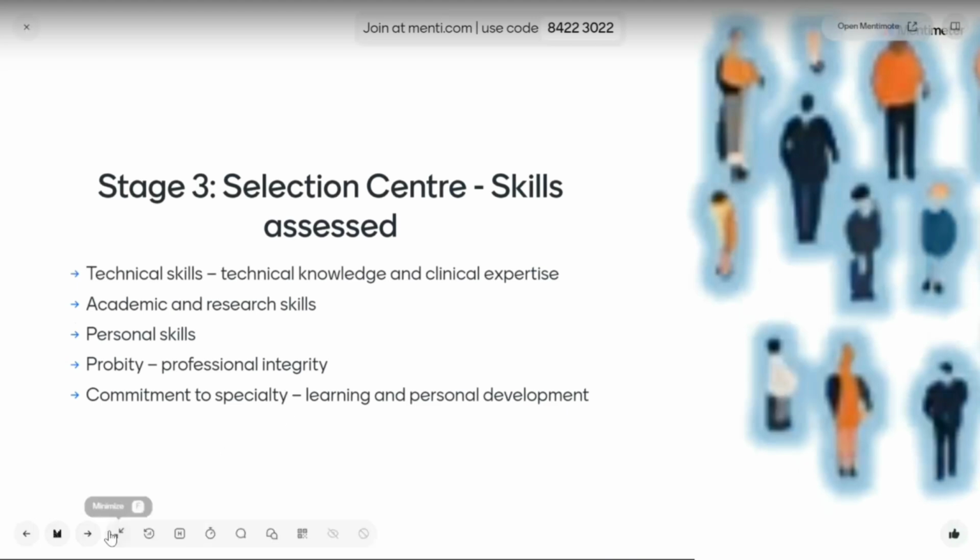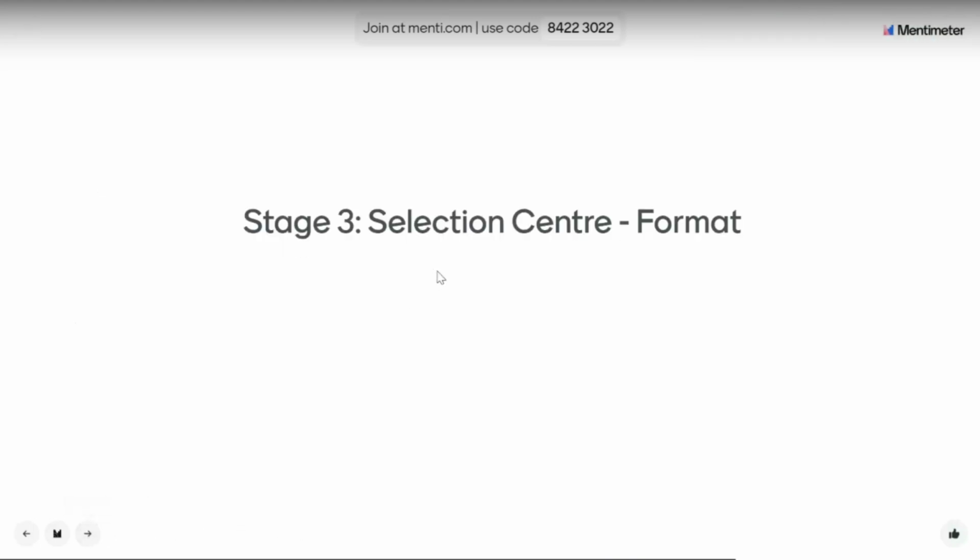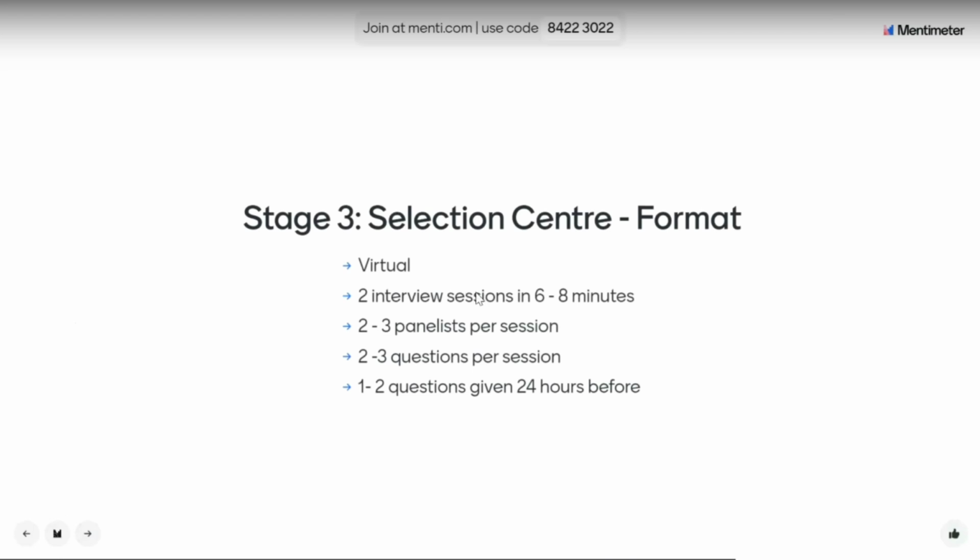Okay, and then the format of this selection center, it's virtual again, so you can do it from anywhere in the world. So the whole application process can be done from outside the UK. You don't have to be in the UK. There will be 2 interview sessions, and this could last between 6 to 8 minutes. Before last year, it used to be 8 minutes for each question. Not each session, sorry, for each question. But last year it was 6 minutes for each question.